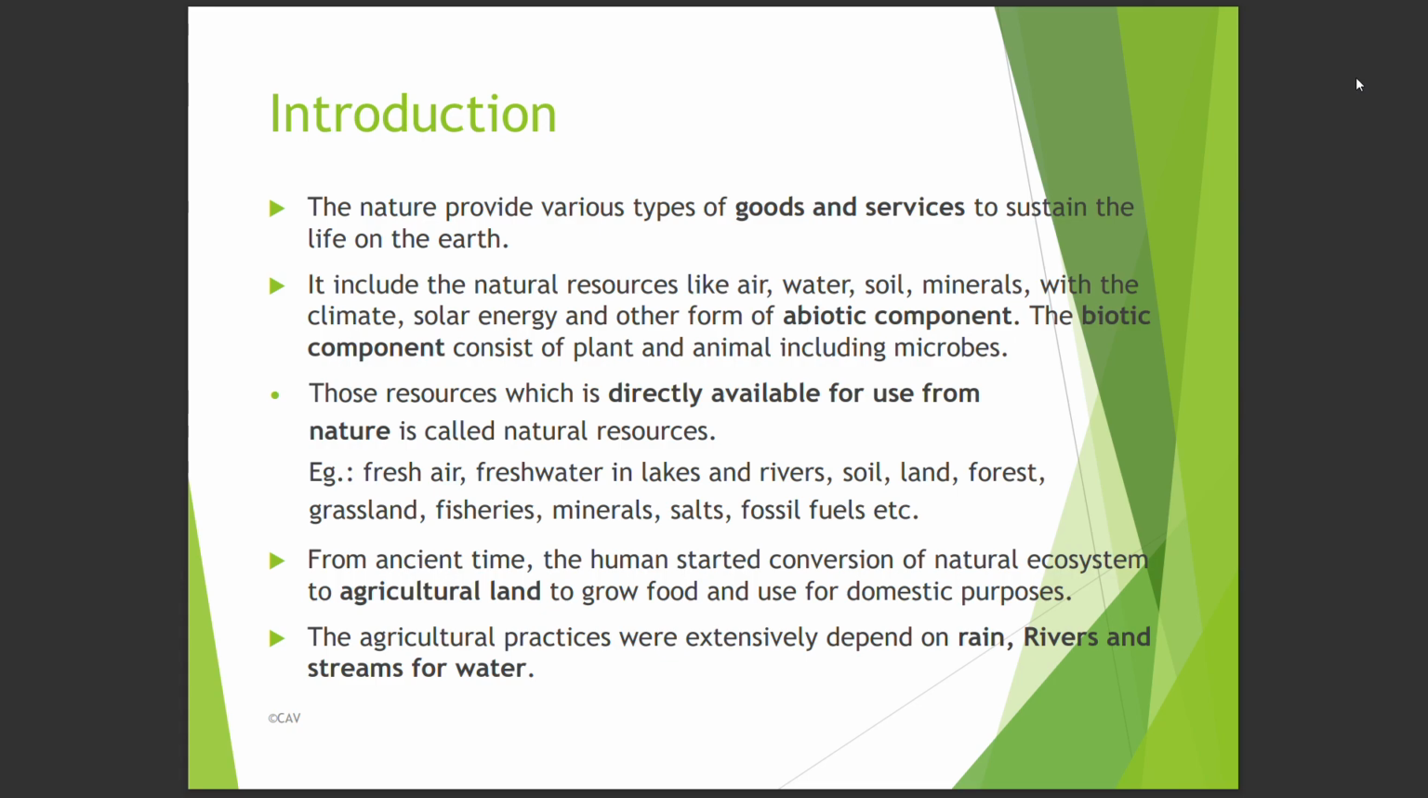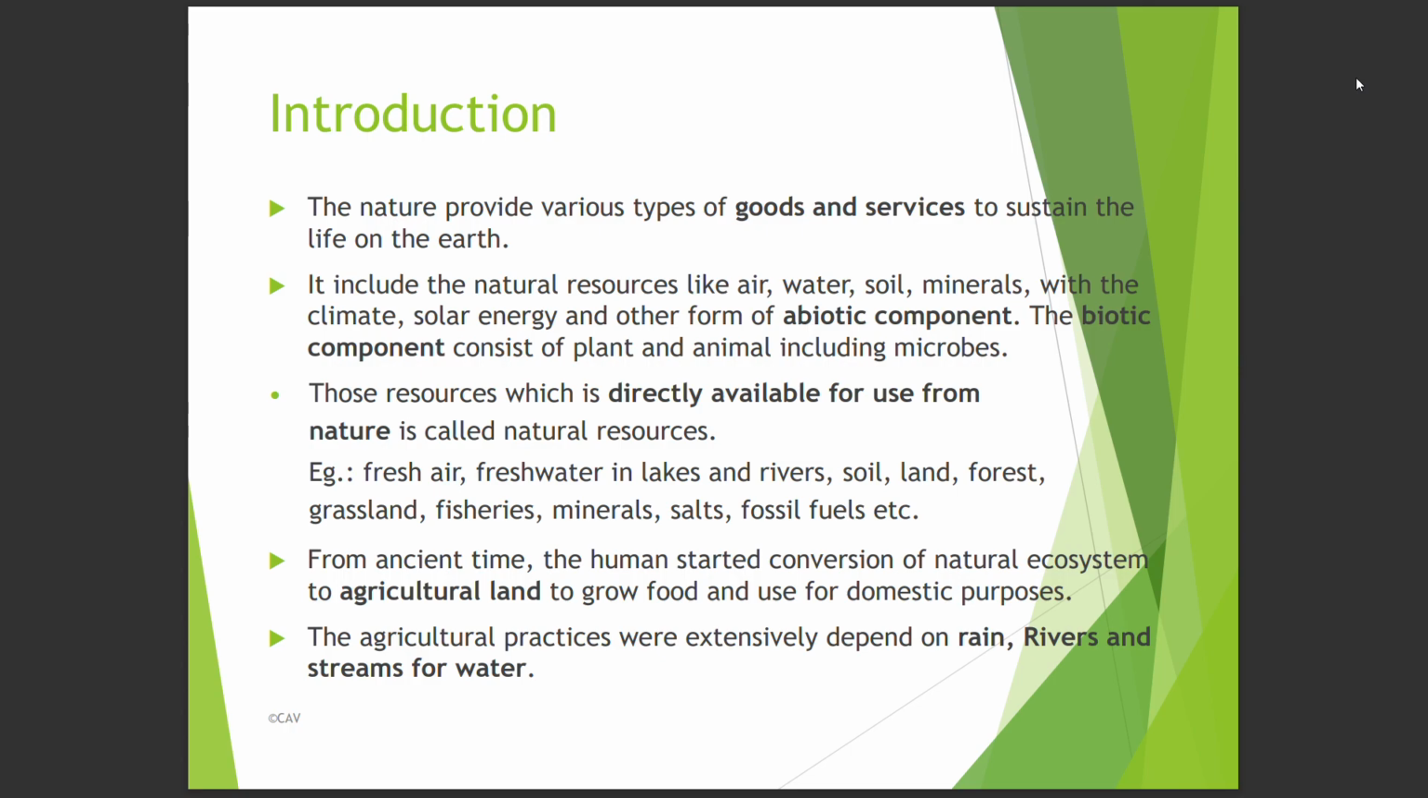So let's start. This unit is about natural resources. Nature provides various types of goods and services to sustain life on the earth. It includes natural resources like air, water, soil, minerals, with the climate, solar energy and other forms of abiotic component. The biotic component consists of plants and animals, including microbes. Those resources which are directly available for use from nature are called natural resources. Directly available, okay? Fresh air, fresh water in lakes and rivers, soil, land, forest, grassland, fisheries, minerals, salt, fossil fuels, all are examples of that.